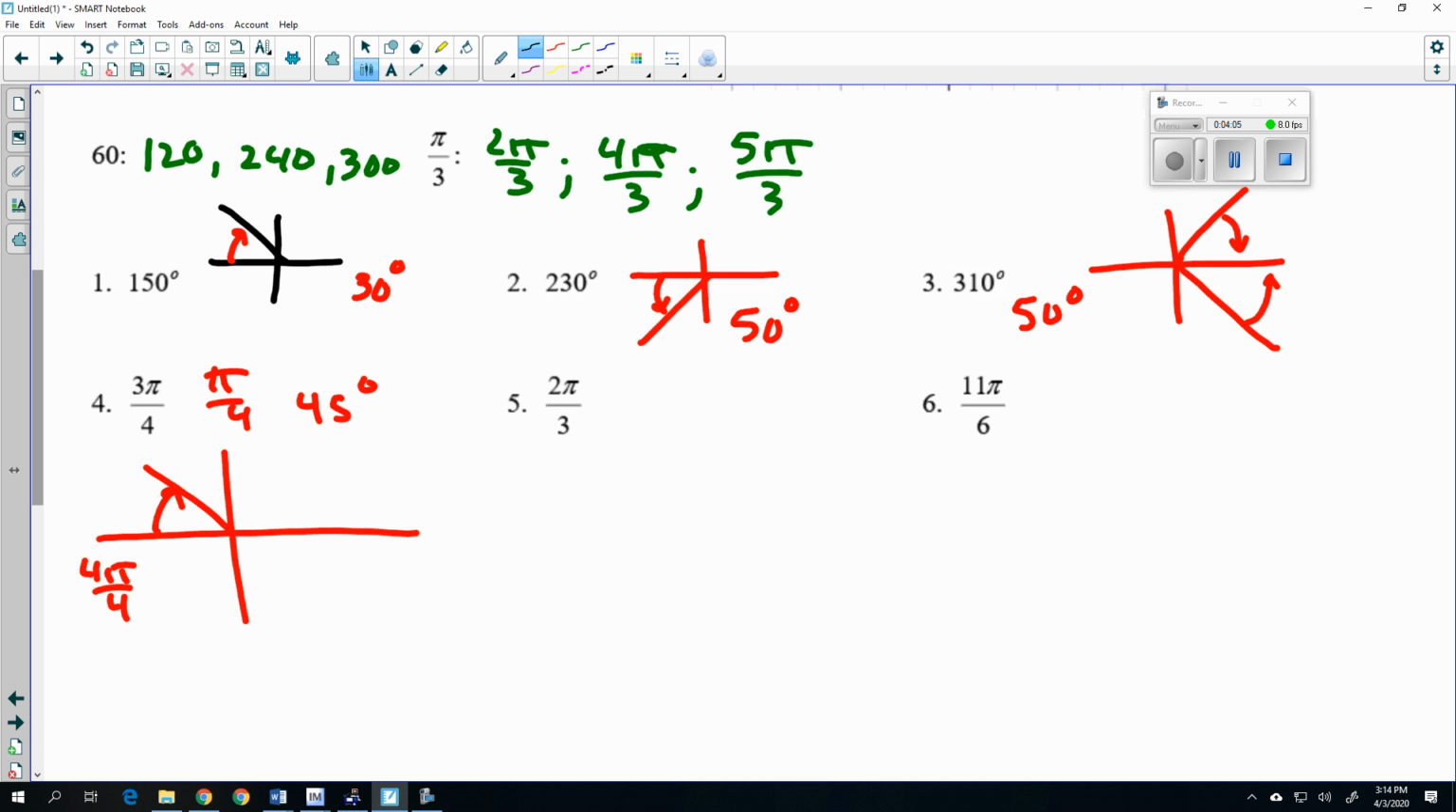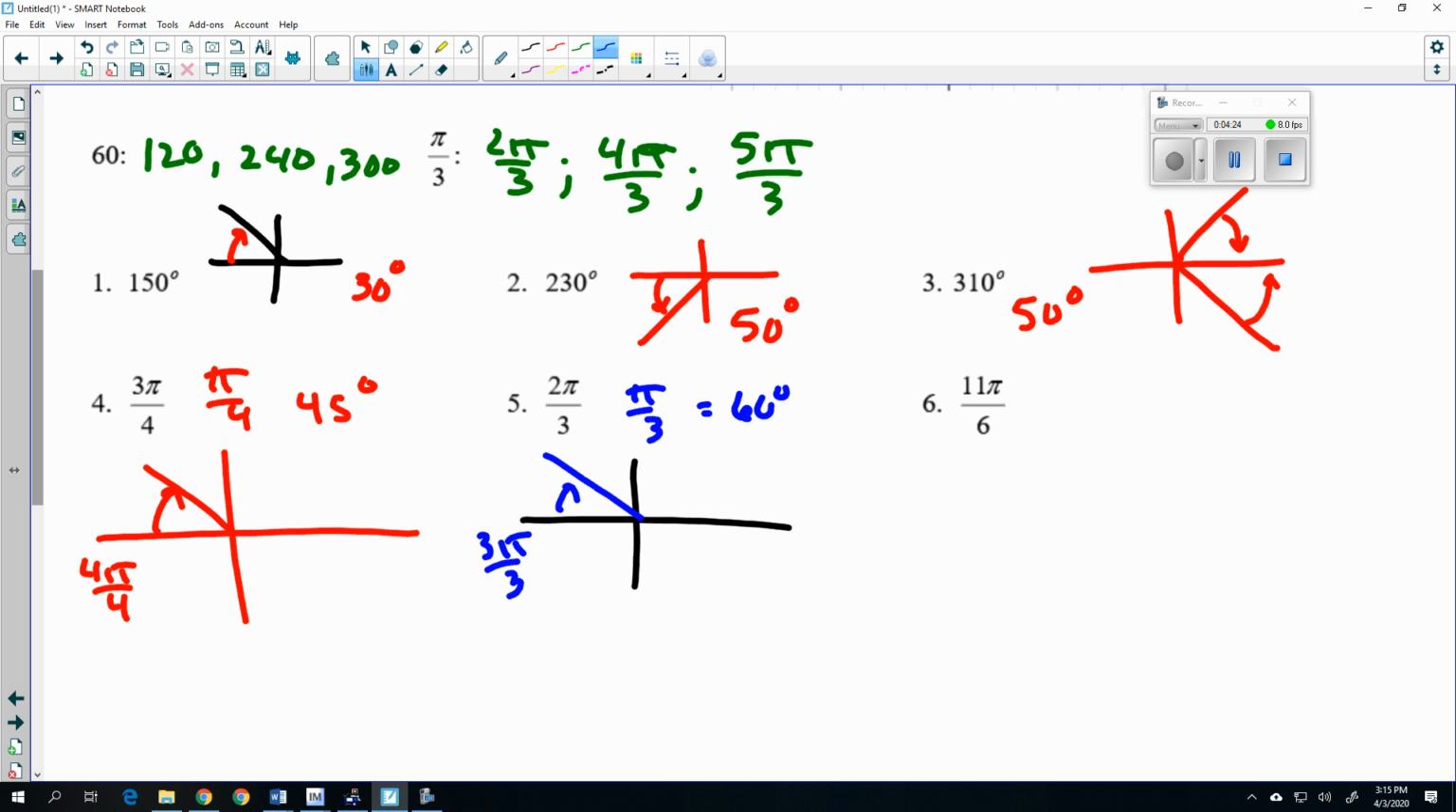Let's look at 2 pi over 3. Again, now I'm in thirds. So you have to know a little bit about your fractions. I went back pi over 3. So pi over 3 is my reference angle. And if I wanted in degrees, 180, that's pi, divided by 3 is 60.